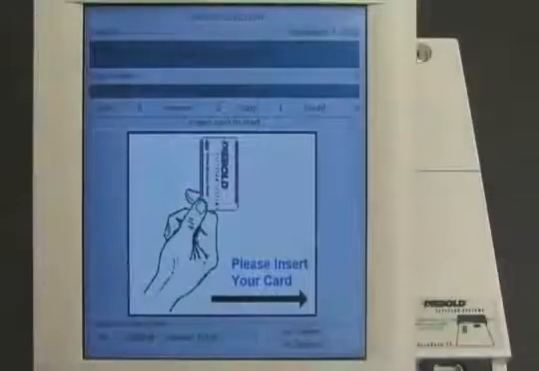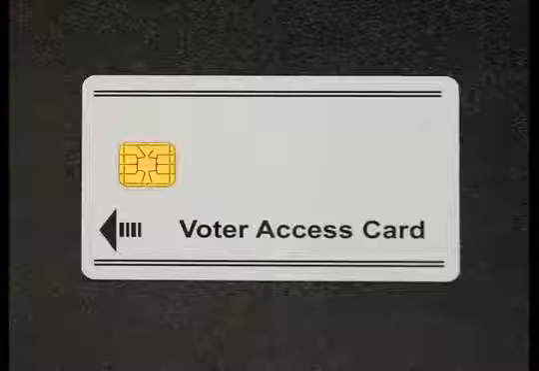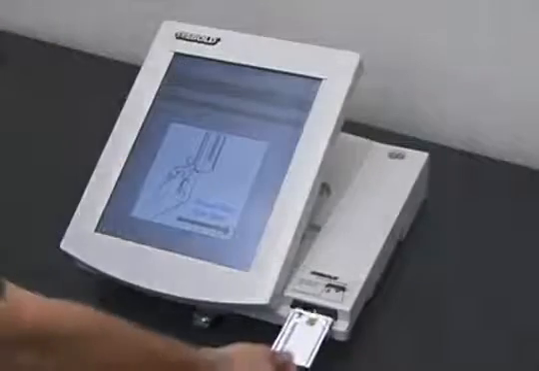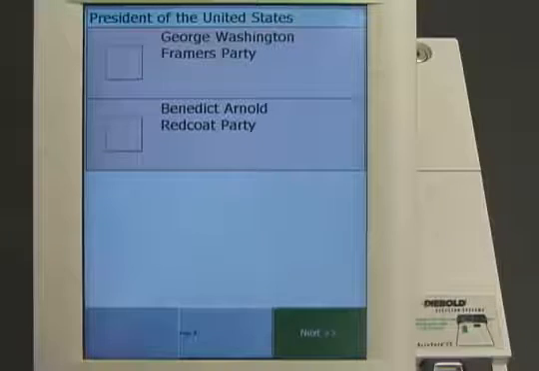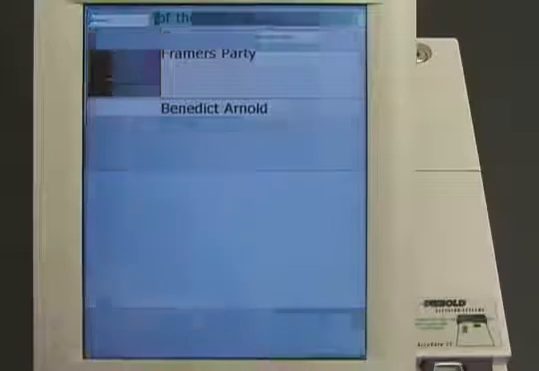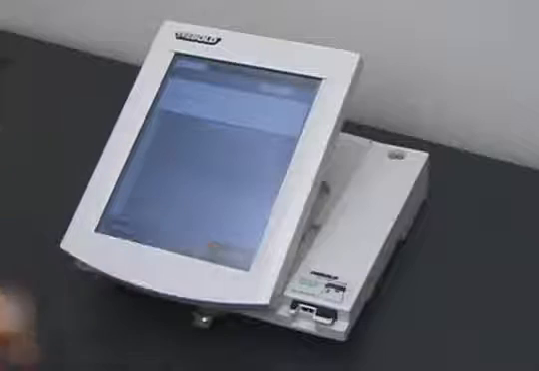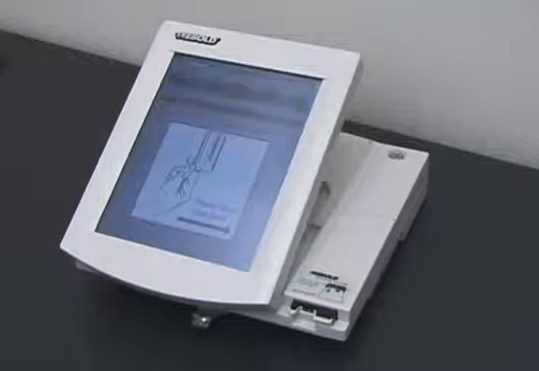The election has begun. The first voter approaches the machine to cast his vote. The election workers have given him a voter card, which will allow him to cast one vote. He inserts the voter card into the machine, and the machine presents him with a ballot. In this example election, there are two candidates for president, George Washington and Benedict Arnold. The voter chooses George Washington. The machine asks him to confirm his vote, and he does so. The machine ejects the voter card after marking it as used. That's one vote for George Washington.